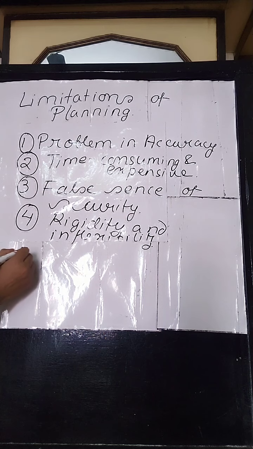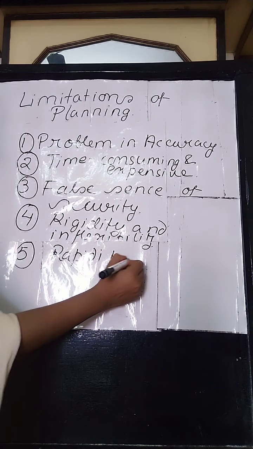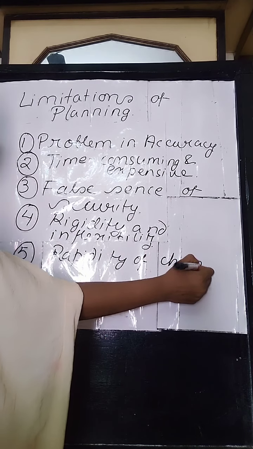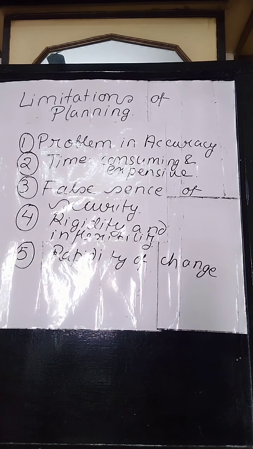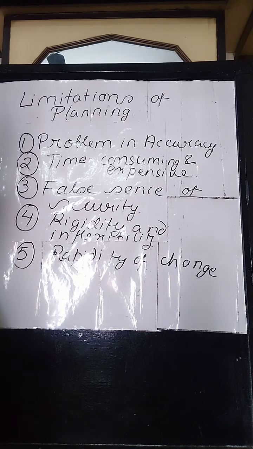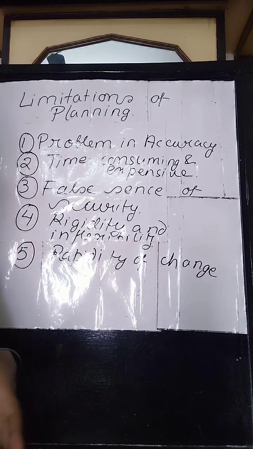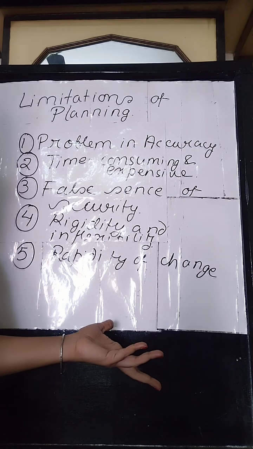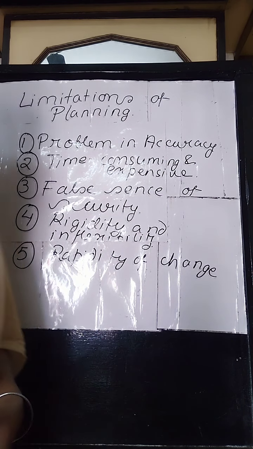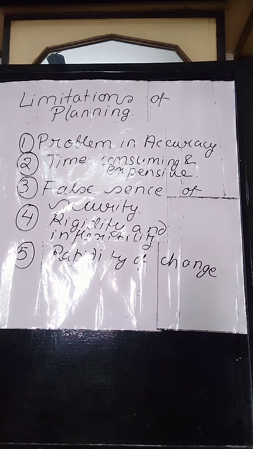Moving to the next point, that is rapidity of change. What does that mean? Now, the scope of planning is limited in case of organizations with rapidly changing situations. Planning under conditions of rapid changes in the external environment tends to be a difficult task. If industries experience rapid changes, then there is a need for dynamism on the part of the manager with regard to formulation of plans. So here is another great limitation if there is any rapidity of change in the industry.